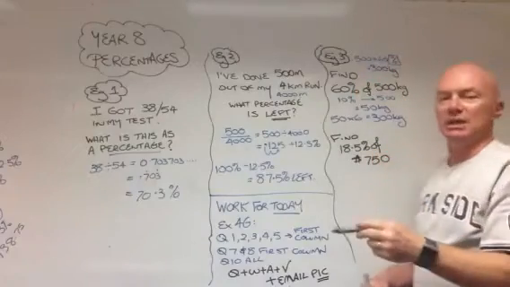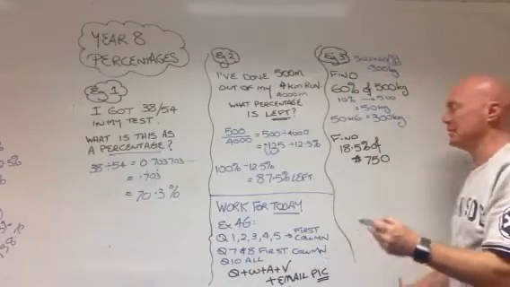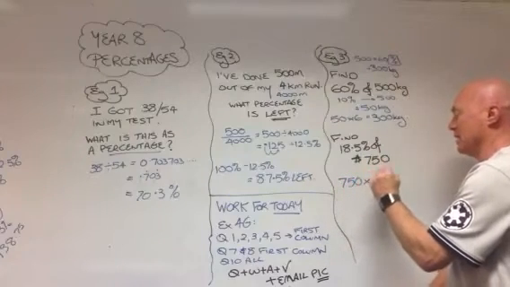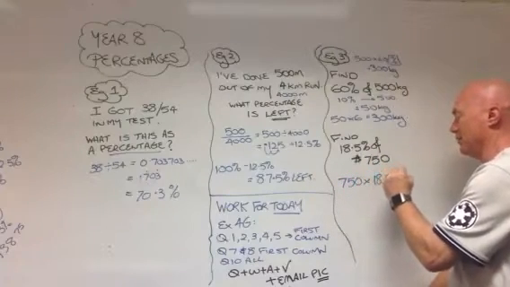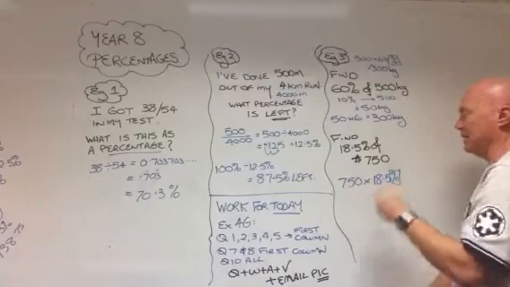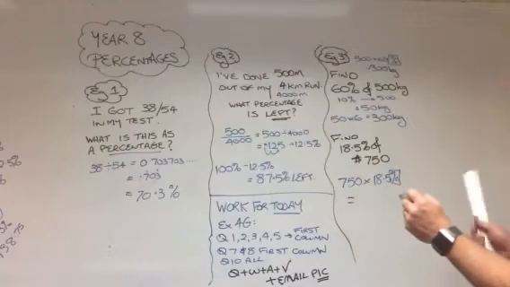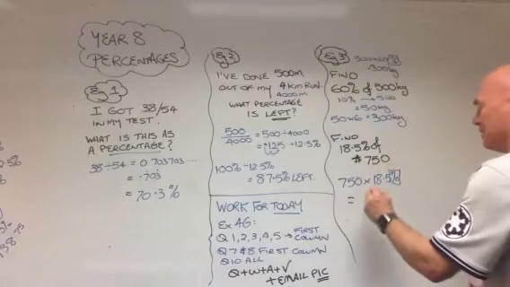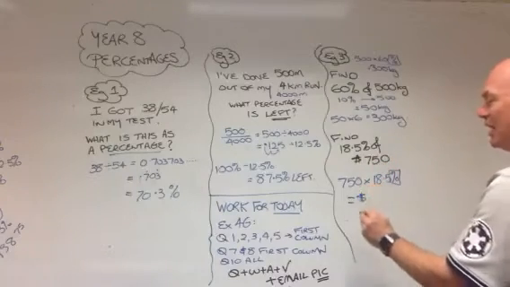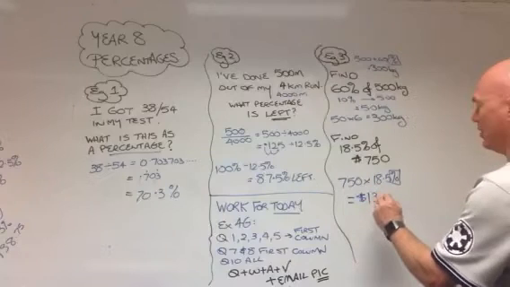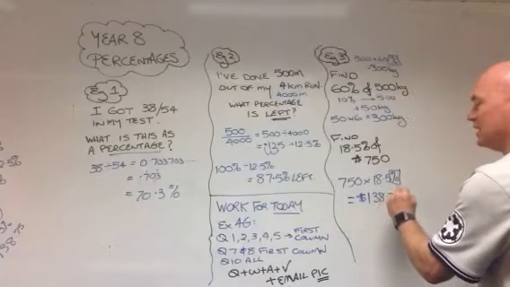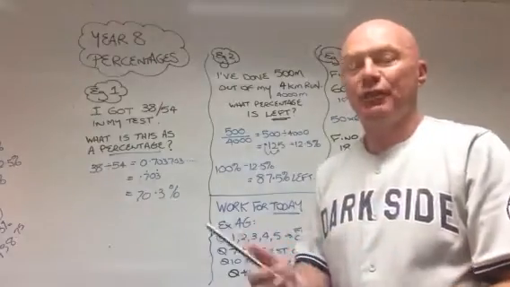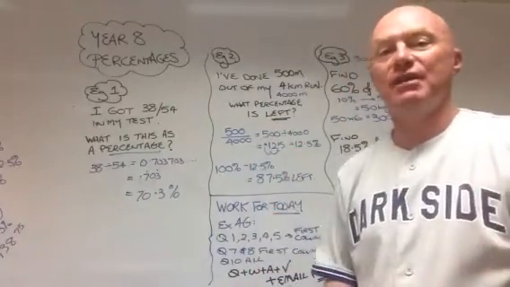Alright, you can't do this one in your brain, 18.5%. So I'm going to go 750 times by 18.5%, that's my calculator button, which gives me 750 times by 18.5%. Now it's a money amount. So when I do that, I exactly get $138.75, I think.